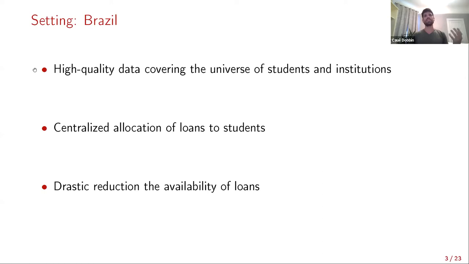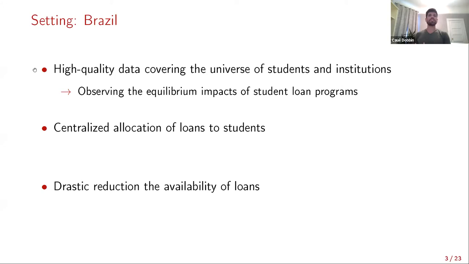And that's going to be very important for our specific question, because we're trying to understand the equilibrium impact of these loans: not only how one person changed his behavior because of the loans, but how the whole market changes because now we have more or fewer loans. It's going to be very important to observe not only a few universities, but everyone enrolled in higher education in any university, both in the private and in the public sector.